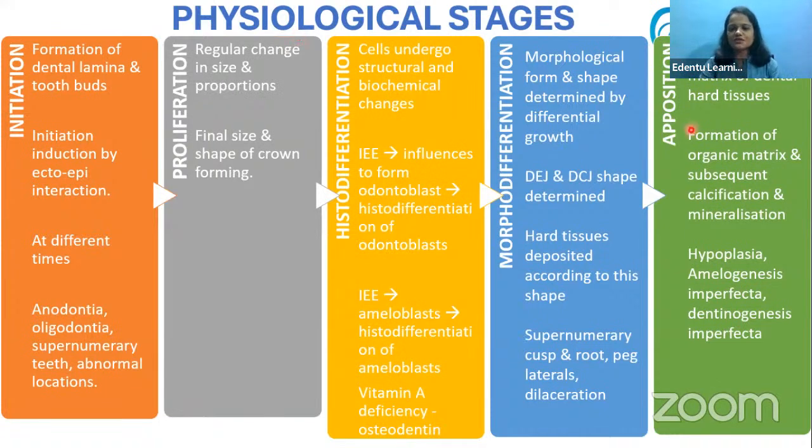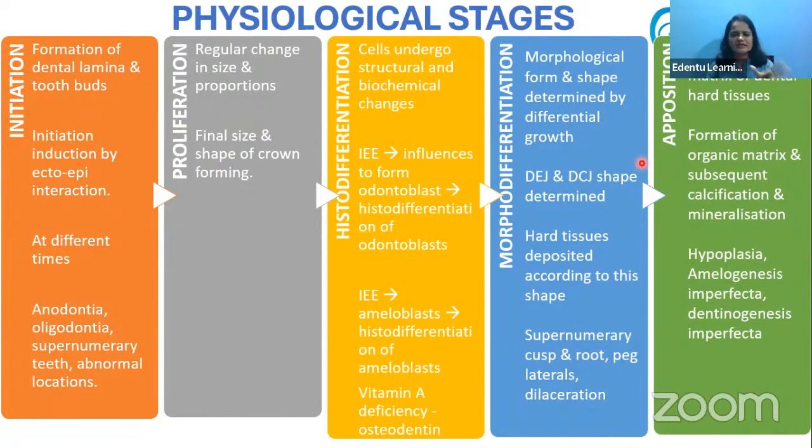Sorry for the disturbance, doctors. So that's about morphodifferentiation. Next, going to apposition. What happens in apposition is that there will be deposition of the matrix of the dental hard tissues. The matrix is already laid out, then lots of organic and inorganic minerals get deposited above this matrix, which results in hardening of the hard tissues. This deposition of matrix of dental hard tissues is known as apposition. Both organic matrix formation and calcification and mineralization happen at this stage.